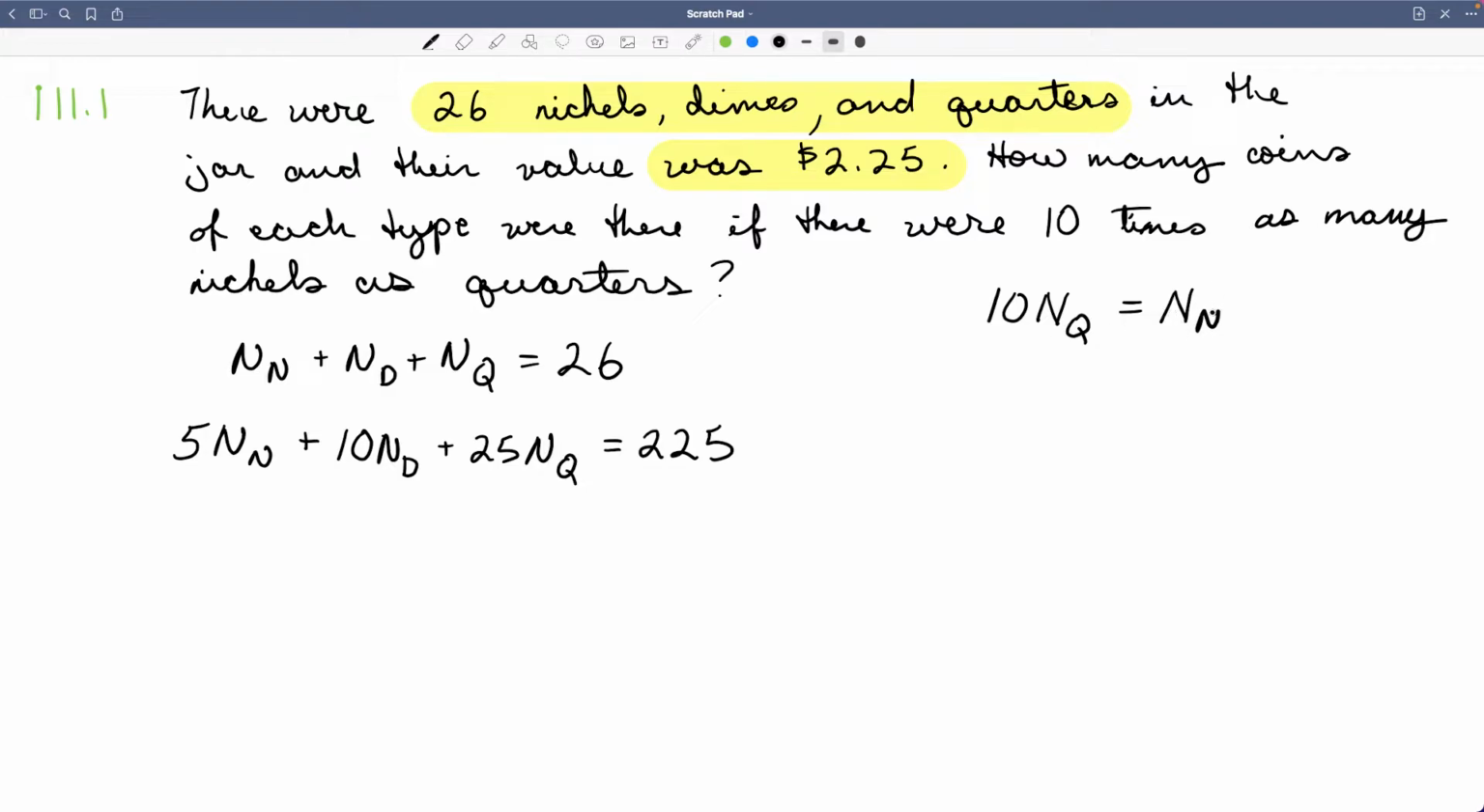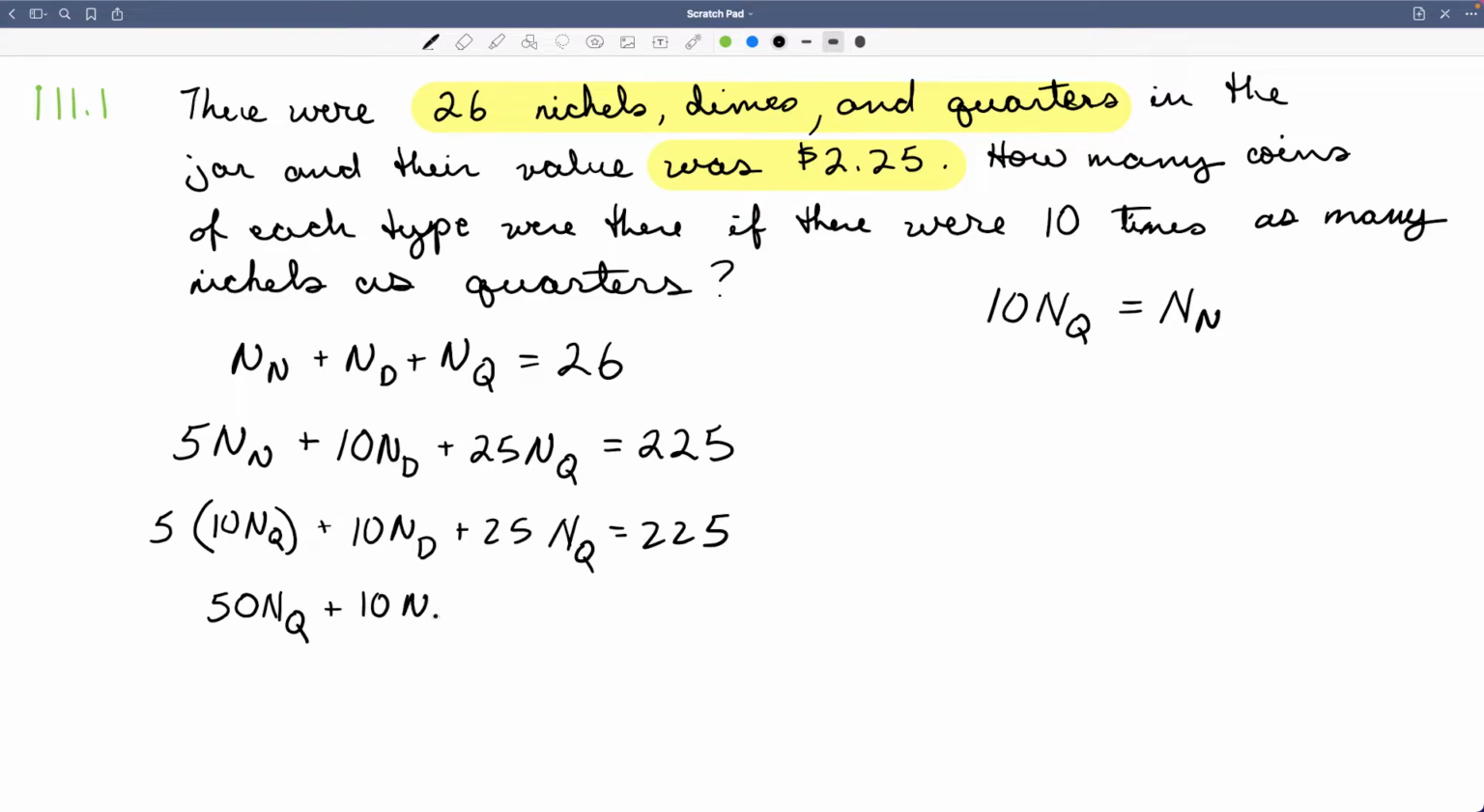All right, so now we have 3 equations, and we have something we can substitute N in for NN. So why don't we do that? Let's rewrite it as 5 times 10 NQ plus 10 ND plus 25 NQ equals 225, right? So we can do that, and we'll get 50 NQ plus 10 ND plus 25 times the number of quarters is equal to 225.